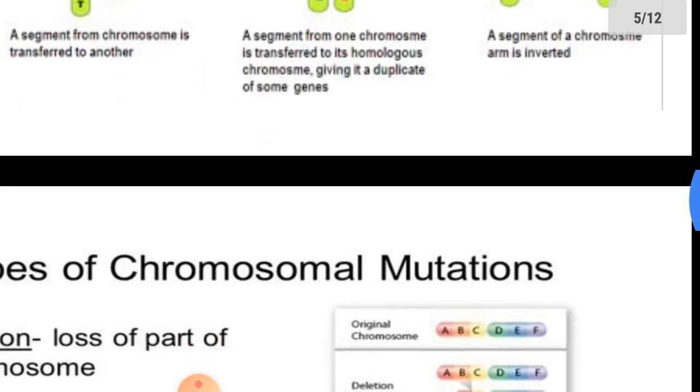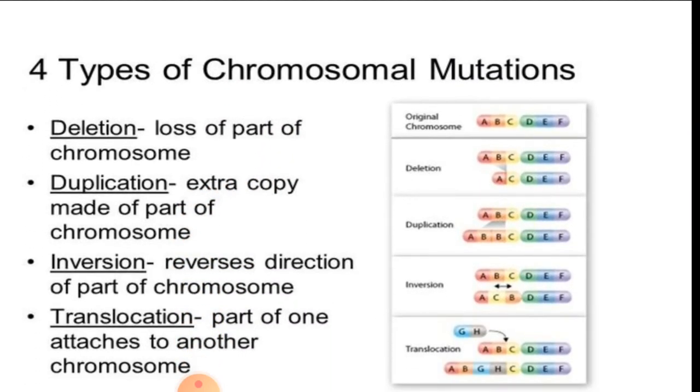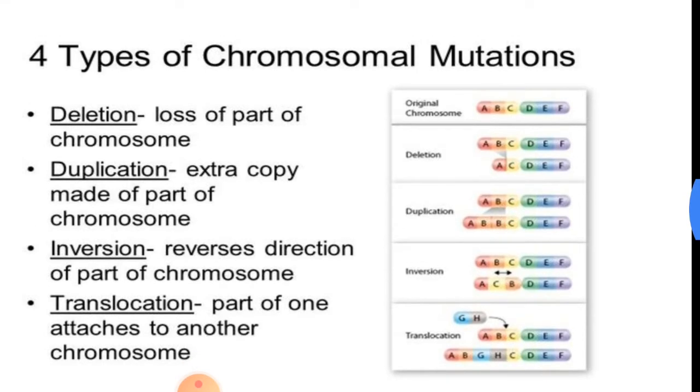Here we'll just go through it again hurriedly, with a little bit of the definition in a very short form. So these are the four types of chromosomal mutations, you can see here: deletion, that is the loss of part of a chromosome; duplication means an extra copy. So whenever there is a deletion in one part, there is going to be a duplication on the other chromosome, right?